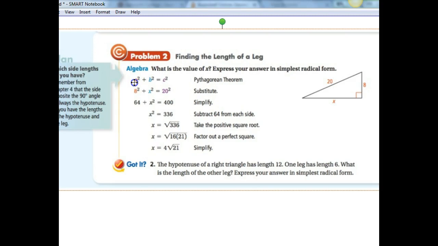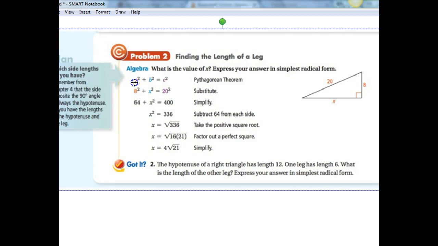So when we look at the picture over there at the right, you can see that the two legs are 8 and x. One of the legs is what we don't know. The hypotenuse is 20, which is why there's a 20 there. Now, 8 squared, of course, is 64. X squared stays x squared, and 20 squared turns into 400. If I were to subtract the 64 over from the 400, that's where I end up with a 336.